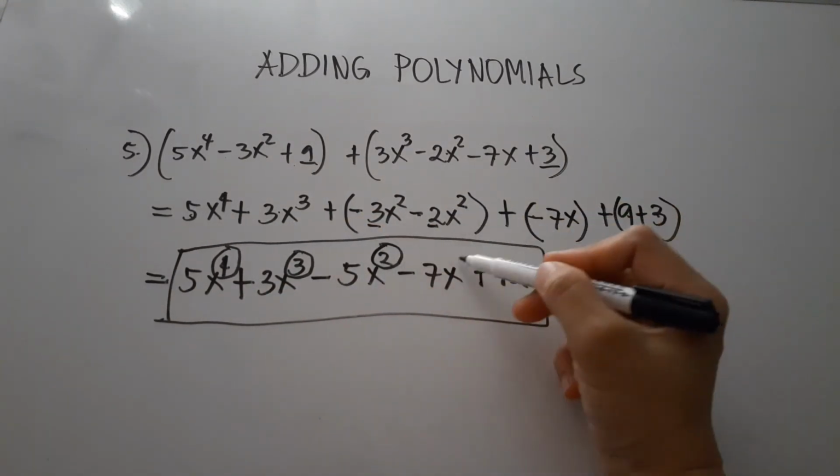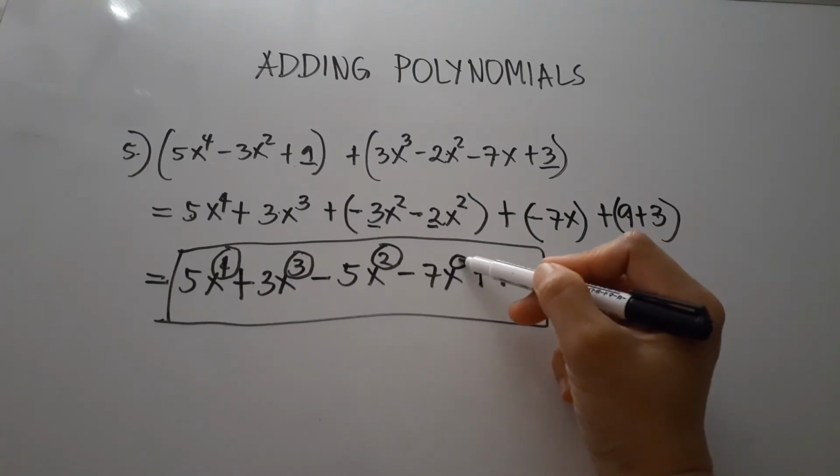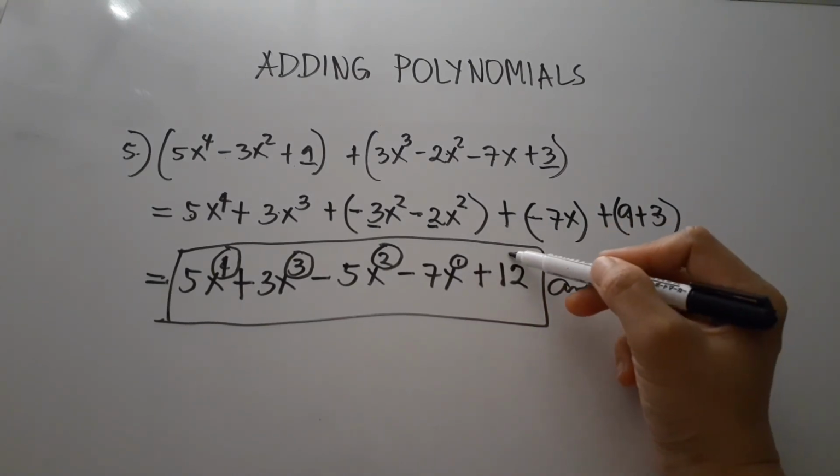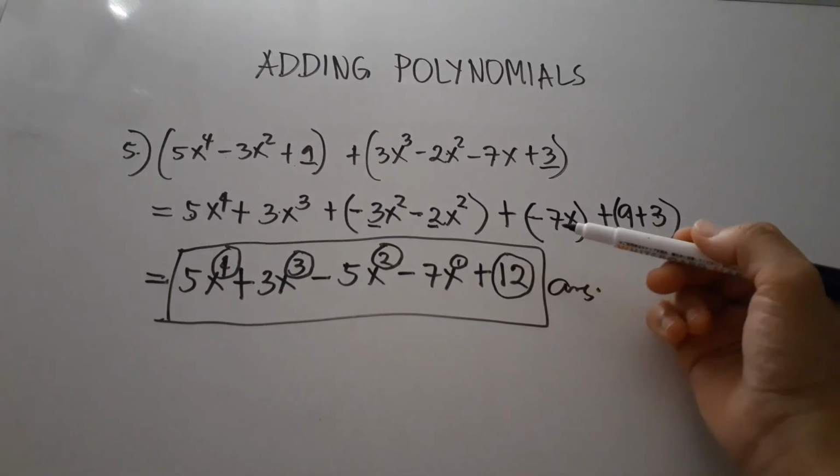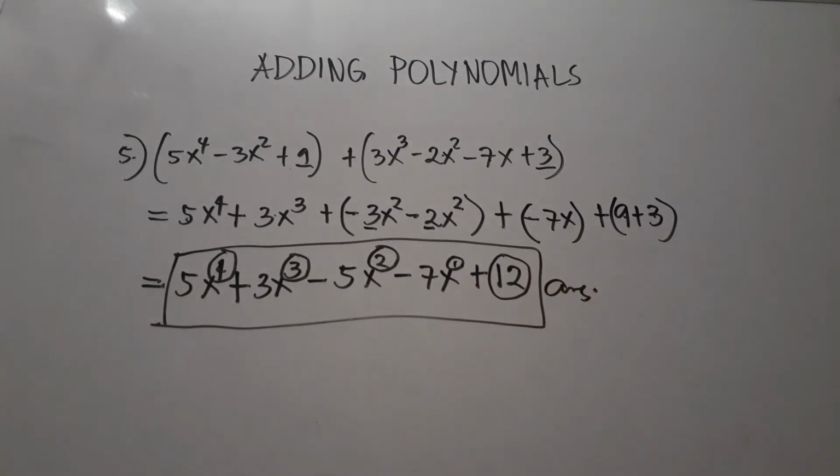Remember that we can arrange into decreasing order, which is the degree of 4, 3, 2, 1, and the constant is 12.